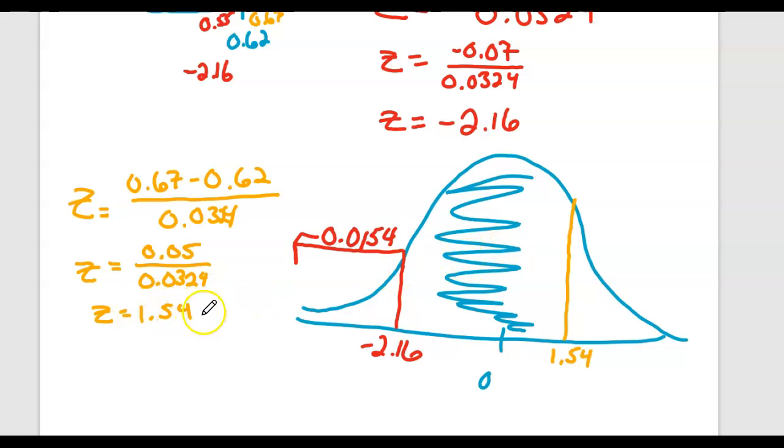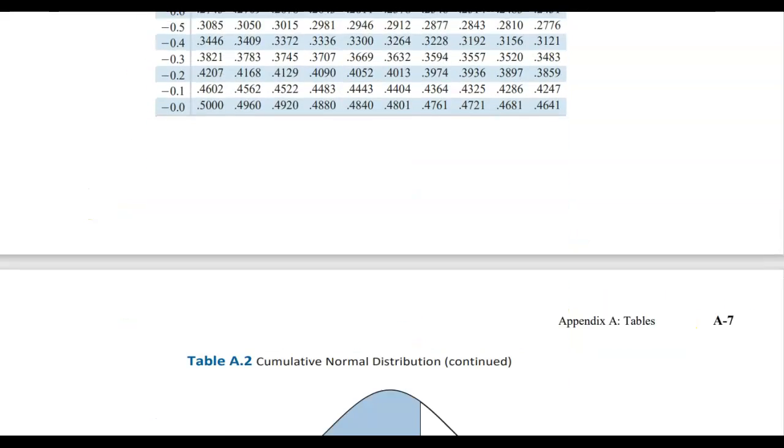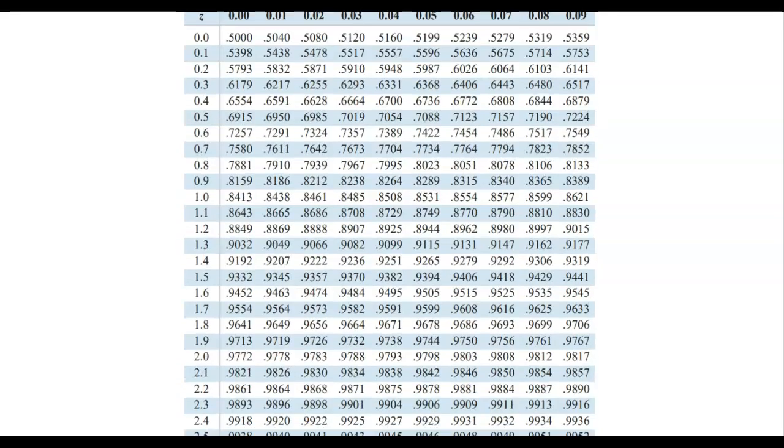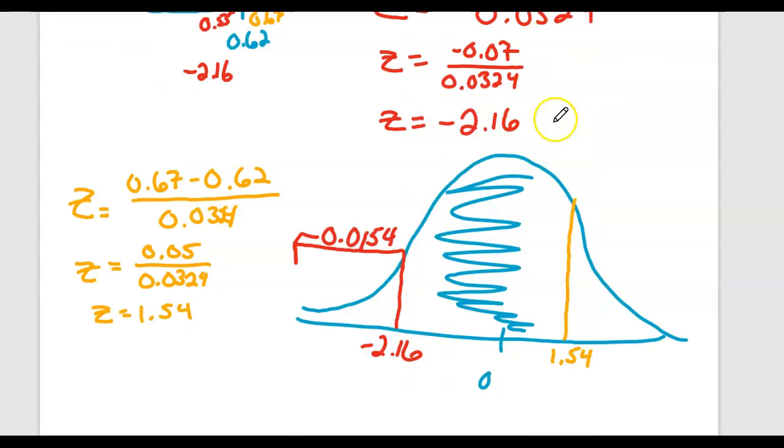Now I need to look up the 1.54. So I come back over to my chart. I scroll down or flip over to the positive side. And I go over to the 1.5. And I come over to the 4. So here's 0, 1, 2, 3, 4. And so I get a 0.9382. So that means that from here left is a 0.9382.